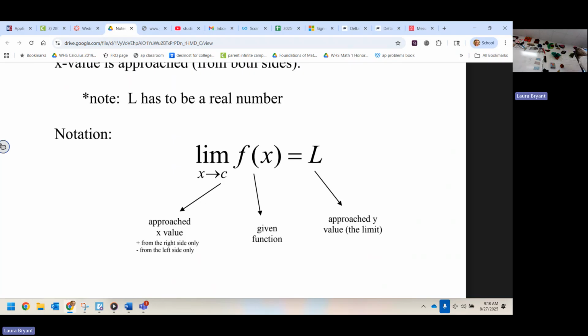The approach value, c, means you're coming from both sides, the left side and the right side. Sometimes your little number here, whatever it is, will have a dash with it, which means minus, like a minus sign, or it might have a little plus sign with it. And that designates that you only have to actually come from one direction.